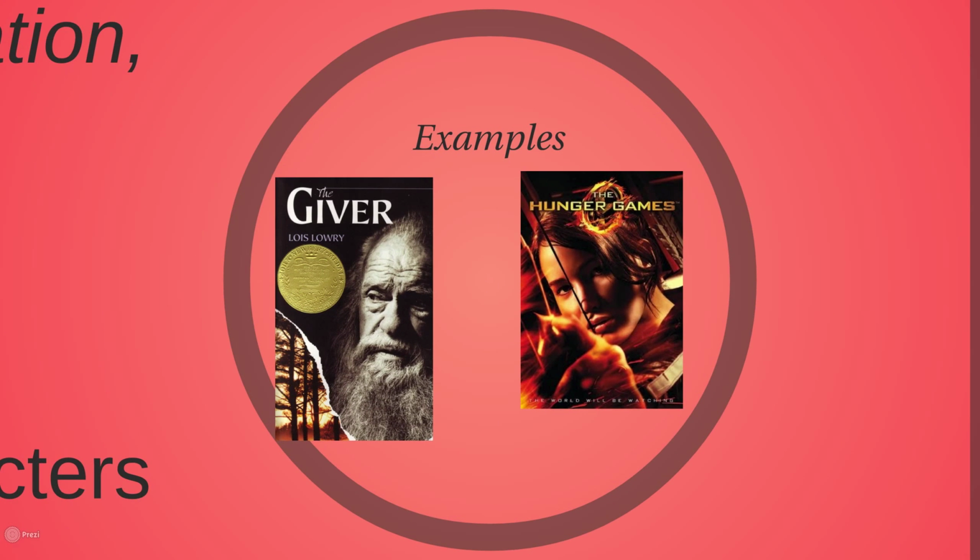Here are some examples. If you were here in 6th grade, you read The Giver. Excellent book, excellent example of person versus society. Hunger Games. Hopefully you read the book. Most of you probably saw the movie. So Katniss is not against one person, it's against the entire structure. So these are examples of person versus society.